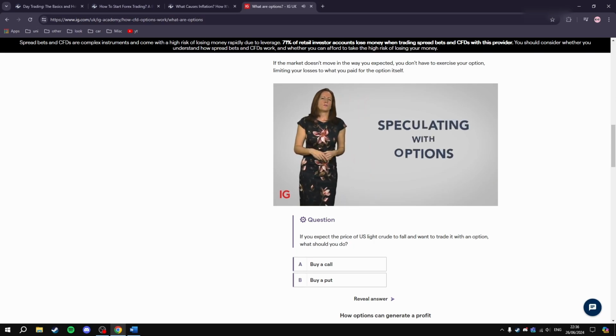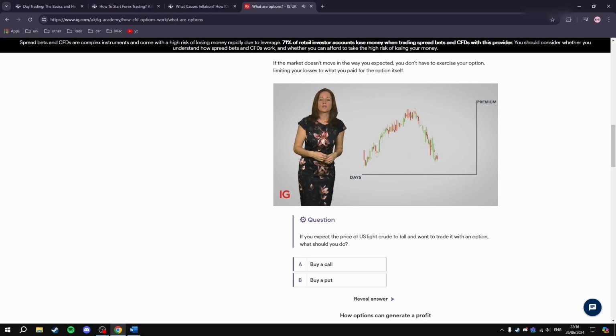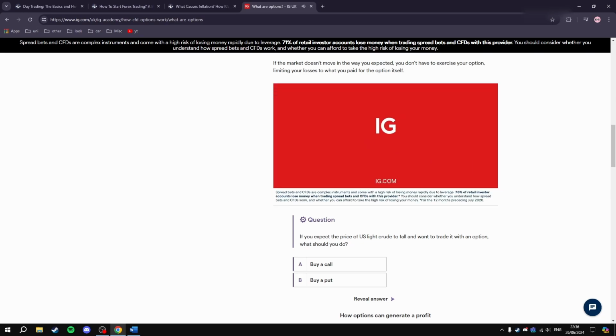You can also use options to speculate on price movements without ever intending to buy or sell the underlying market. That's because an option's premium will change over time, depending on how likely it is the option will become profitable. So if you purchase an option with a low premium, you can sell it on if it becomes worth more as it nears expiry. With IG, you can trade an extensive range of call and put options on shares, indices, Forex and more. Open an account now to start trading options.